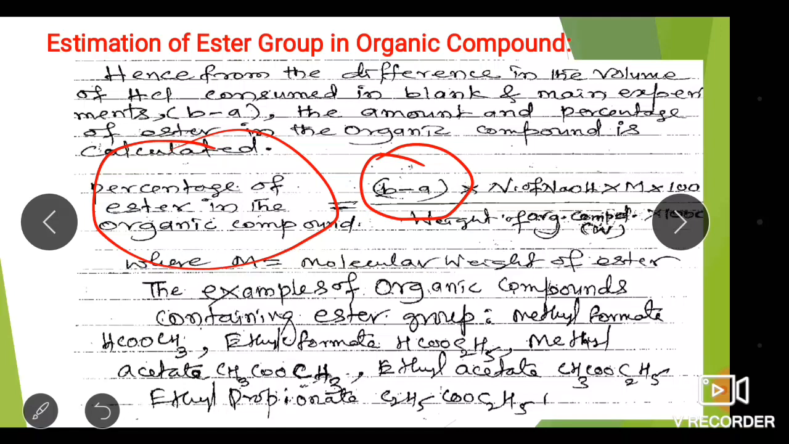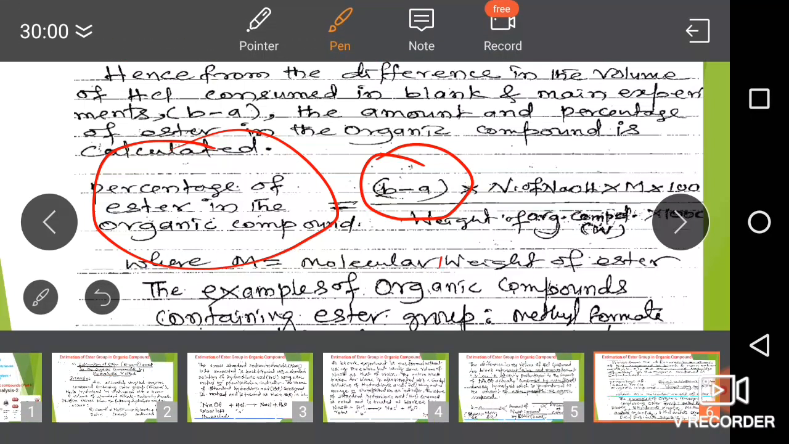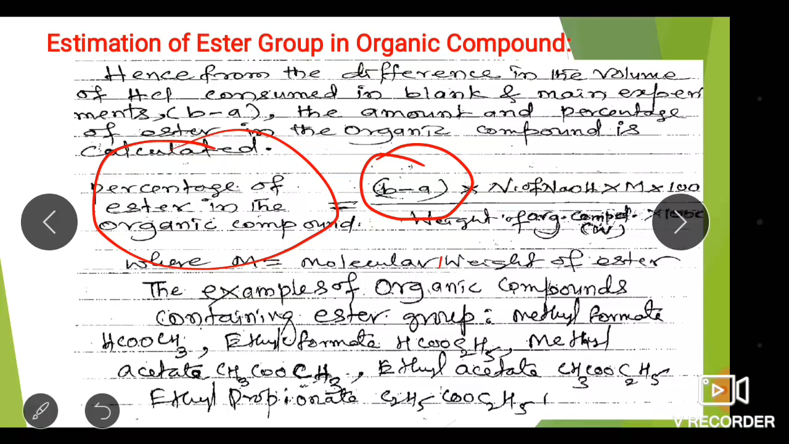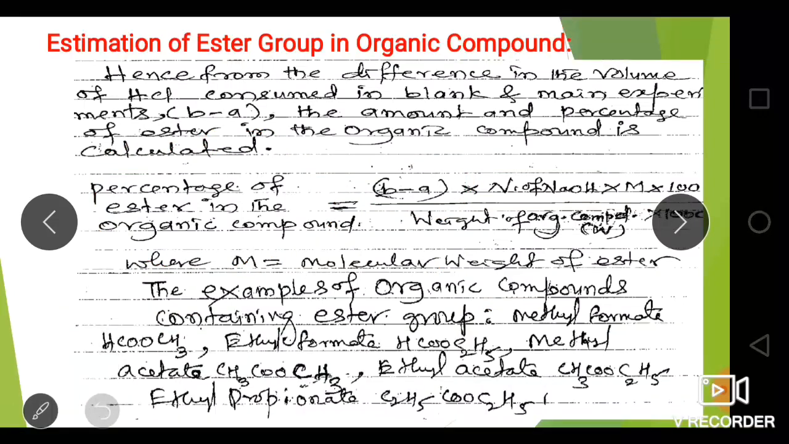This is the simple formula for determining the percentage of ester group present in the given organic compound, where M is the molecular weight of the ester. Examples of organic compounds containing ester group are methyl formate, HCOOCH3, ethyl formate, HCOOC2H5, methyl acetate, CH3COOCH3, ethyl acetate, CH3COOC2H5, ethyl propanoate, C2H5COOC2H5. That is the ester group present in these different types of esters.